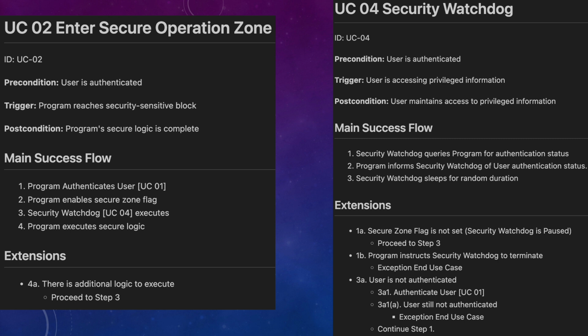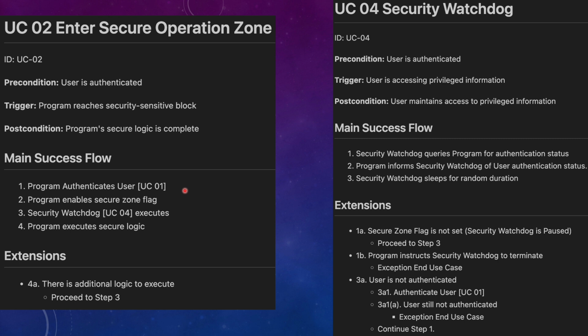Now we can take a look at a sample of the sub-use cases. The use case on the left is for entering the secure operation zone, and it's called by our top-level use case. This in turn calls the security watchdog on the right. Starting with use case 2, our precondition is that the user is already authenticated so we don't expose any data. We are in this use case because we reached a block of sensitive information, and once we're done, we want the secure block of logic to be complete. Our main success flow is that we re-authenticate the user. We are digging into this use case right now, but we don't necessarily mean we're prompting them for a name and password again.